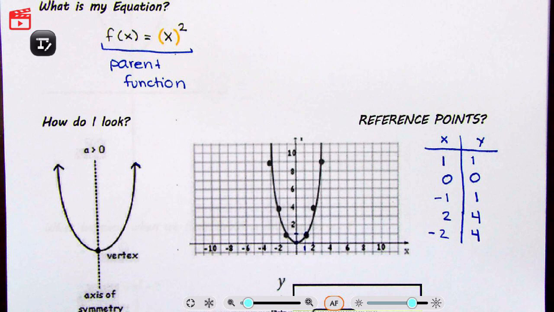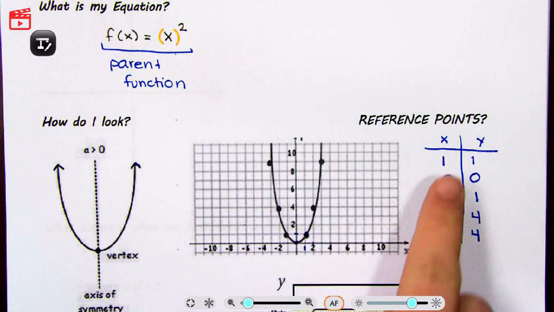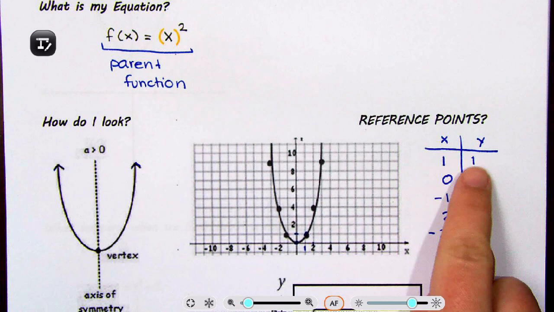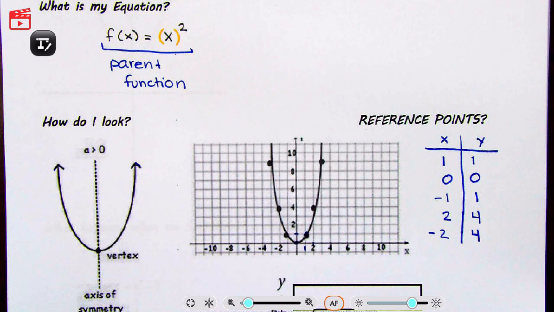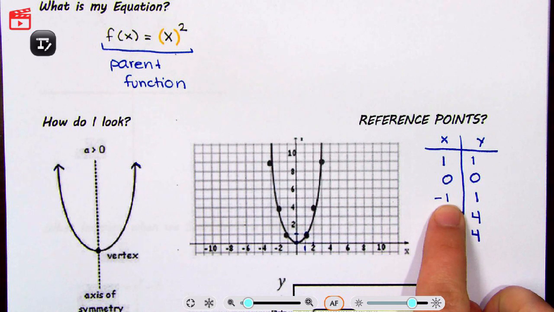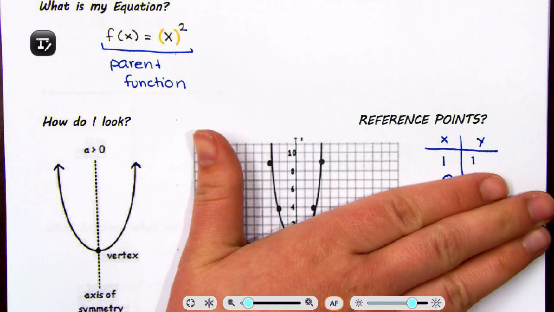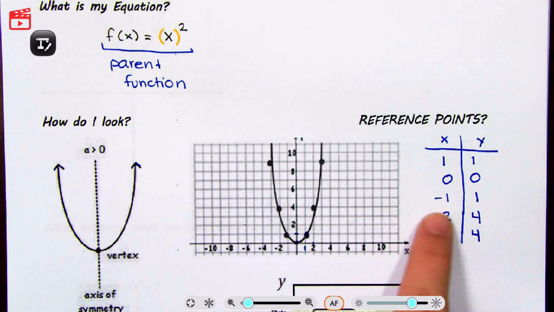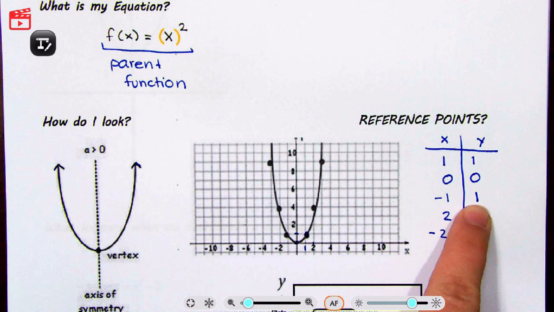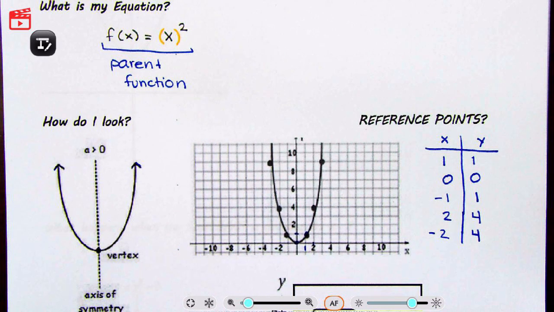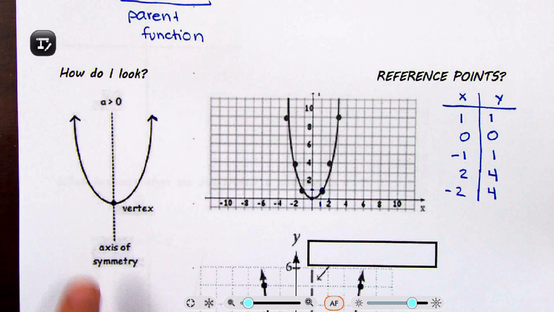So notice that when we plug in our x values into the original equation, they give us an output that is similar for the negative x and the positive x. For example, if we take a look at the input of 1 and negative 1, our outputs are the same. If we look at 2 and negative 2, our outputs are the same. So this is called a reflection across the axis of symmetry. So here is the axis of symmetry.